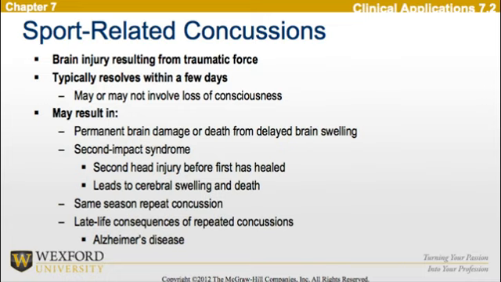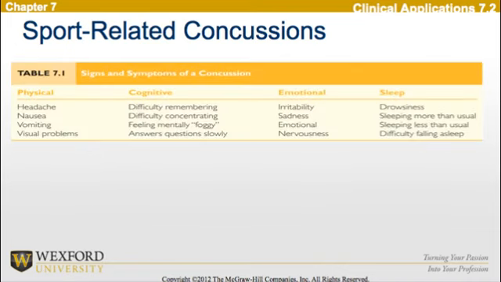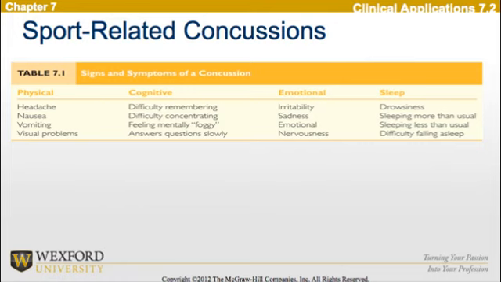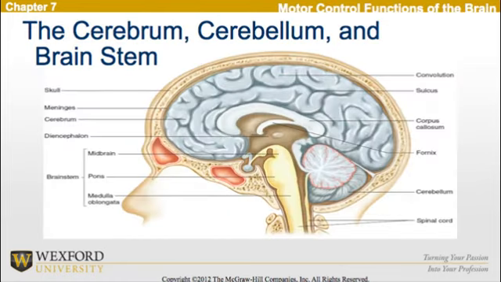We also can see this in same-season repeat concussions, and there are also late-life consequences of repeated concussions, such as Alzheimer's disease. Below you can see a list of different sports-related concussions. And also we see a diagram involving the cerebellum, the cerebrum, and the brainstem.